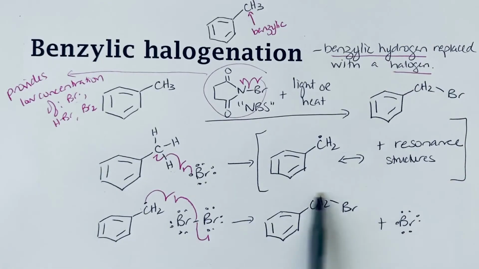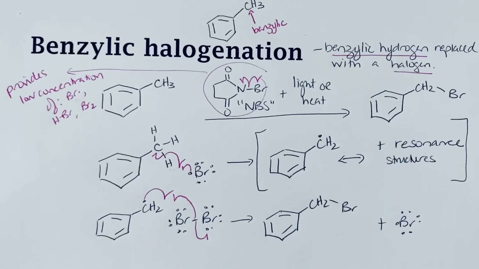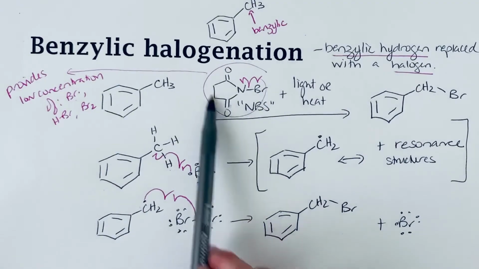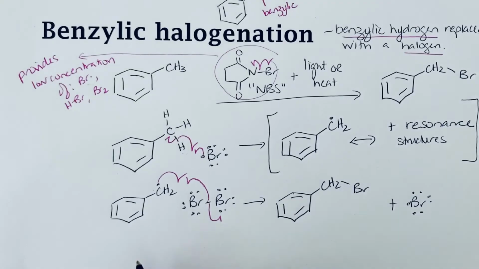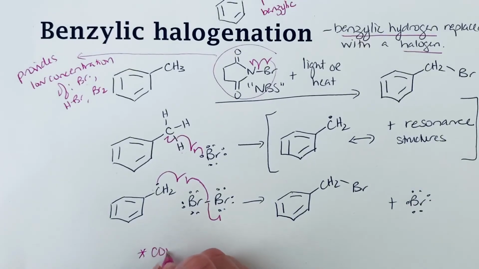Of course, this now allows us to do further chemistry at this position, because once we have this alkyl bromide, we can think about doing maybe some substitution type reactions. One last thing I want to say, although we showed this with NBS, we could also use just molecular bromine in this reaction as the source of bromine radical.